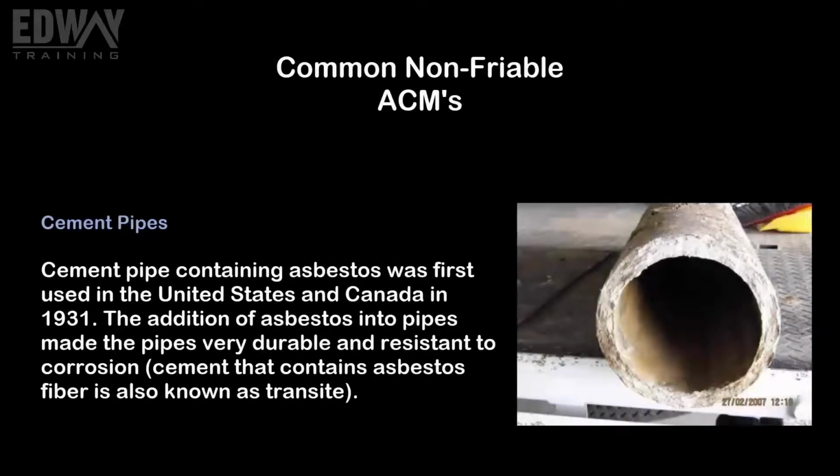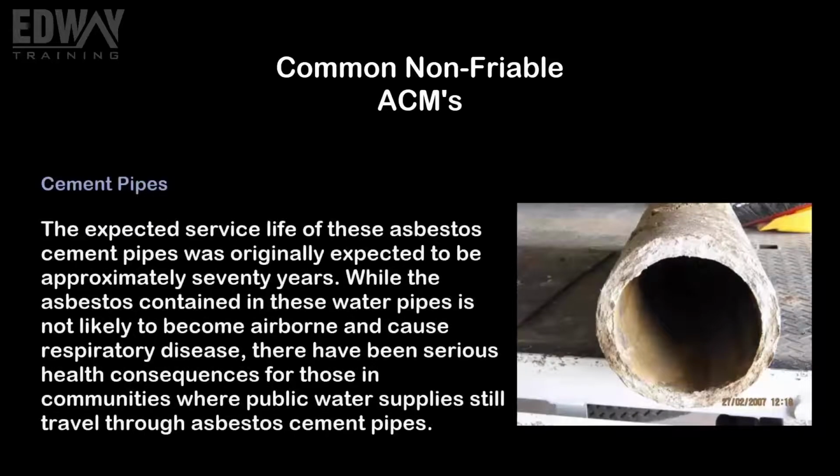Cement pipes. Cement pipes containing asbestos were first used in the United States and Canada in 1931. The addition of asbestos into pipes made the pipes very durable and resistant to corrosion. Cement that contains asbestos fibre is also known as transite. The expected service life of these asbestos cement pipes was originally expected to be approximately 70 years.